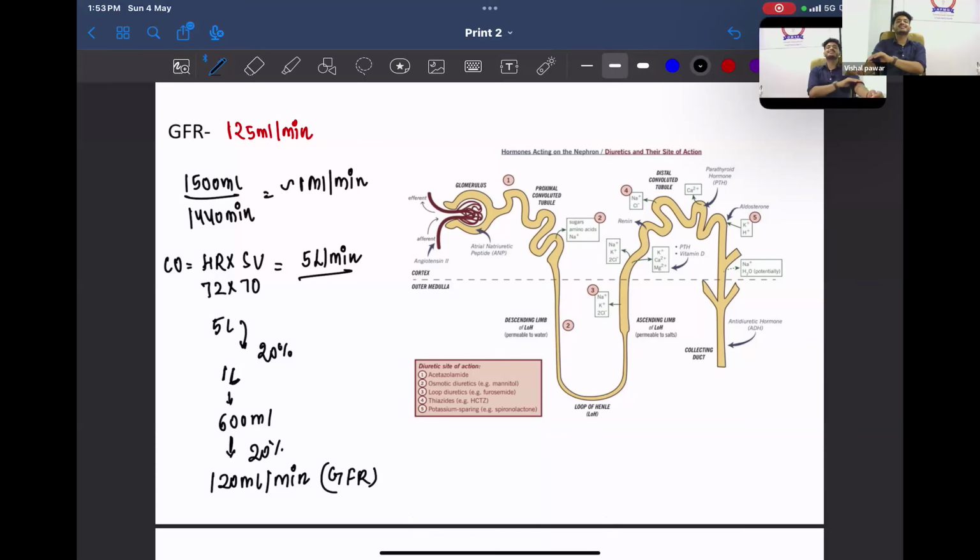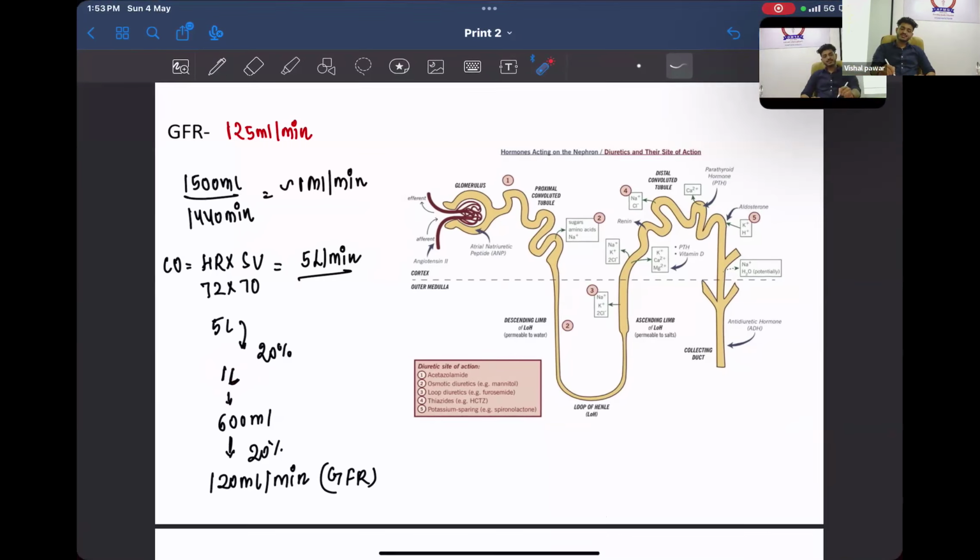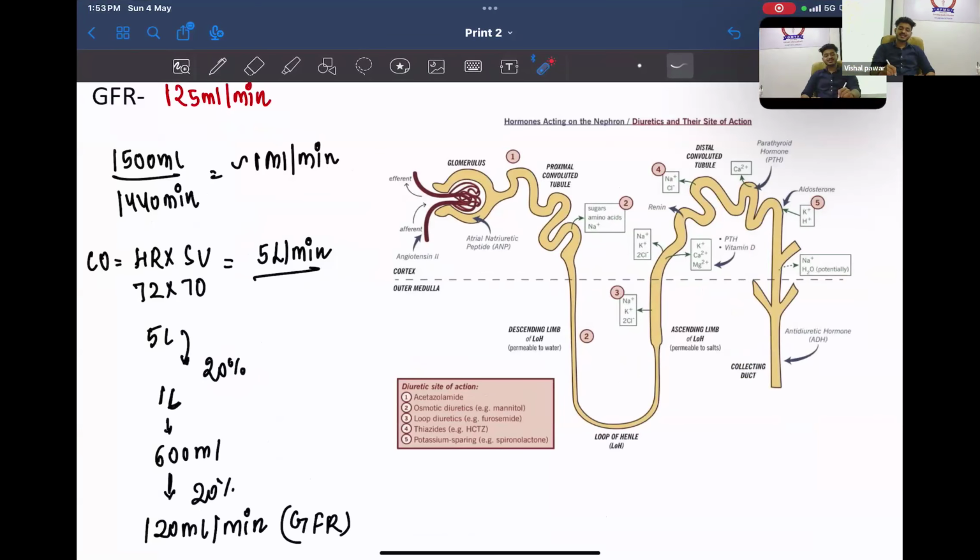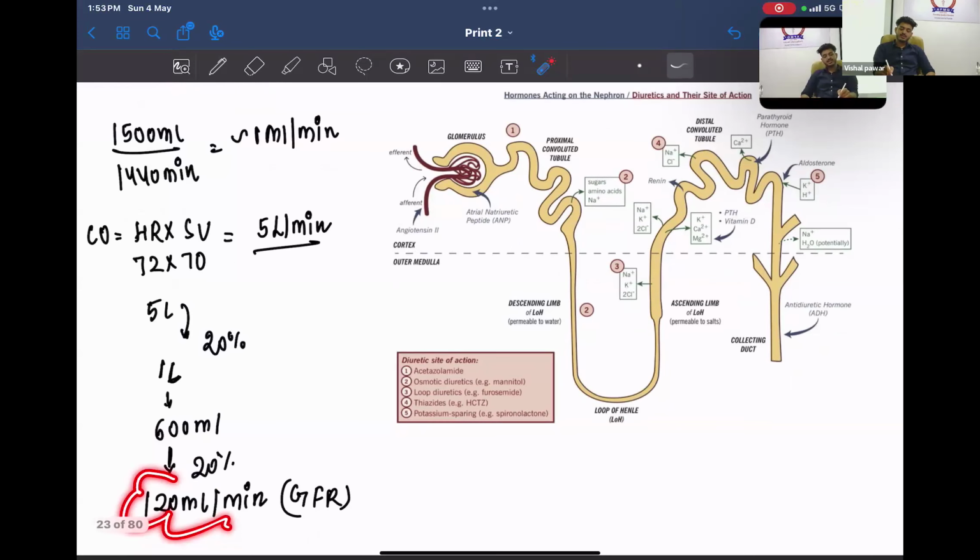Your heart is releasing how much blood? 5 liters per minute. Out of that 5 liters, how much is going to the kidney? 1 liter, that is the 20%. Out of that 1 liter of blood, there will be 40% cells, that is 400 ml, and 600 ml will be plasma. And that plasma will be further filtered, 20% of the plasma will be filtered, and it is going to become 120 ml. This is known as GFR, glomerular filtration rate.